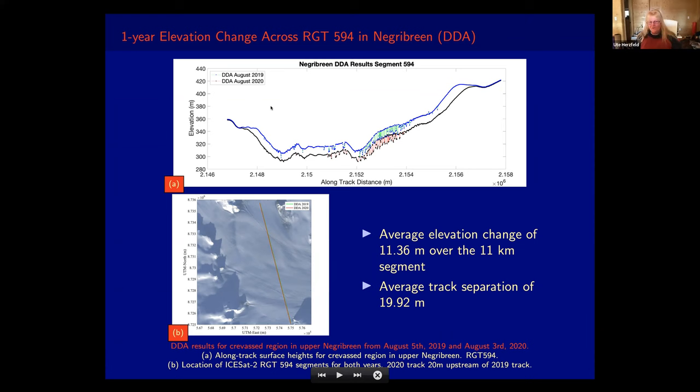And here we have this crevasse field. So overall, this must be the bulge where the glacier gets out of instability, and that initiates part of the surge.